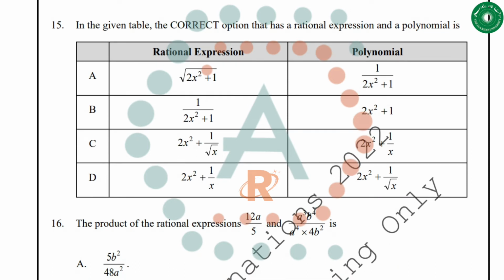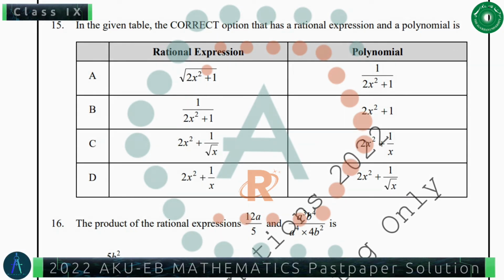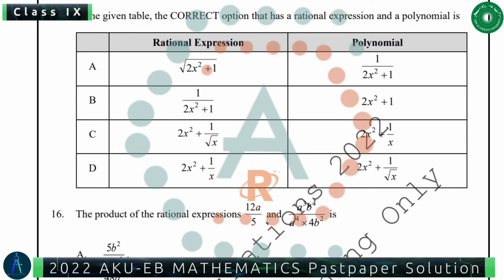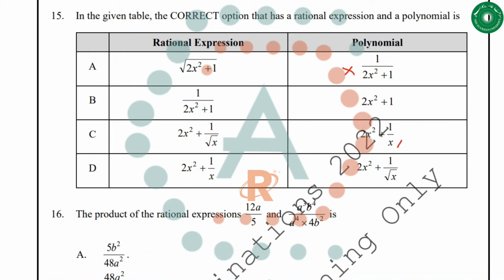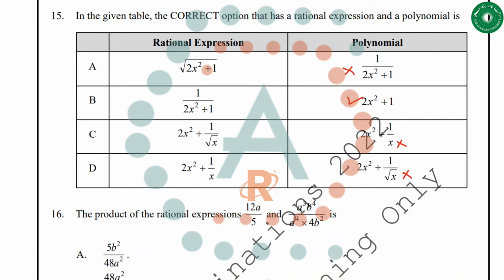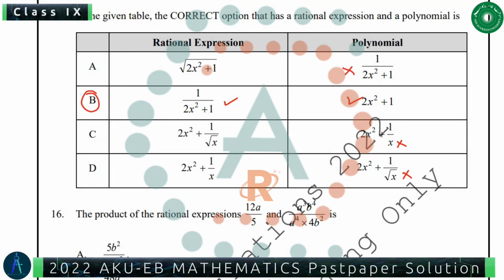In the given table, which is the correct option that has a rational expression and a polynomial? This is not a polynomial because the variable is in the denominator. Similarly, we have a variable in the denominator, so this is not a polynomial. We have the variable in the radical sign, so this is not a polynomial. So 2x square plus 1 is a polynomial, while 1 over 2x square plus 1 is a rational expression because the variable is in the denominator. So option B is the right answer.